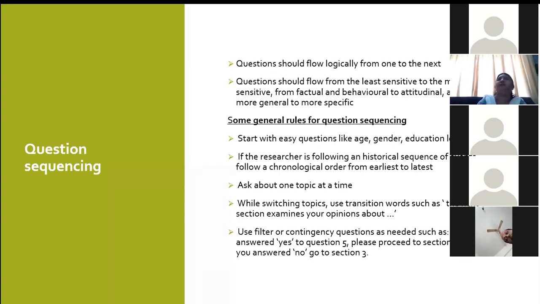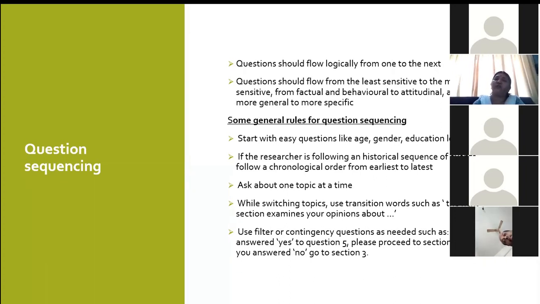Then ask how many children you have. Such kind of sequencing is very important. Then while switching topics, use transition words such as "the next section examines your opinions about." So using transition words is good. That may be useful, that may be helpful for the respondent.